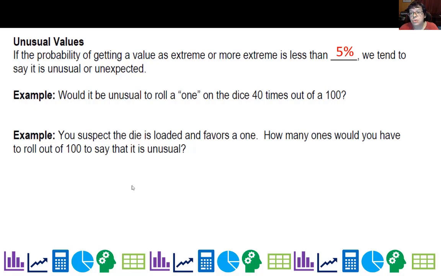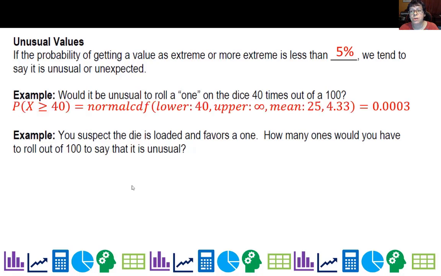So would it be unusual to roll a 1 on the die 40 times out of 100? So we're going to actually look at 40 or more. And you can see that if I do the probability, I'm just going to do it quickly with technology. Normal CDF, the lower is 40, the upper is infinity. The mean is 25, and the standard deviation is 4.33. So I get 0.0003, which is 0.03%. Yes, that's unusual. That's a very low probability. So you suspect the die is loaded and favors a 1.